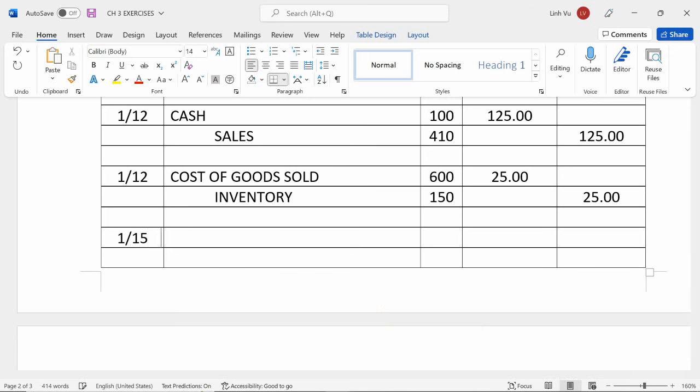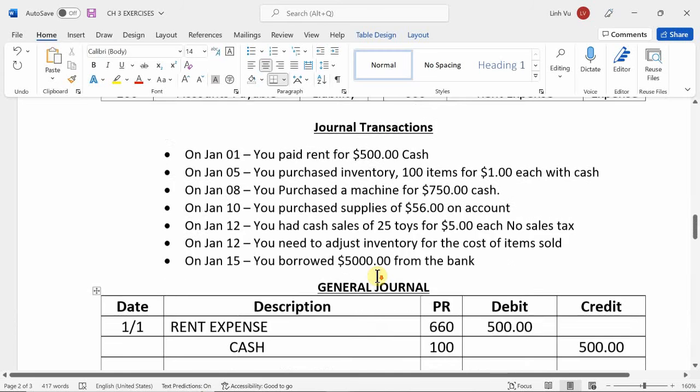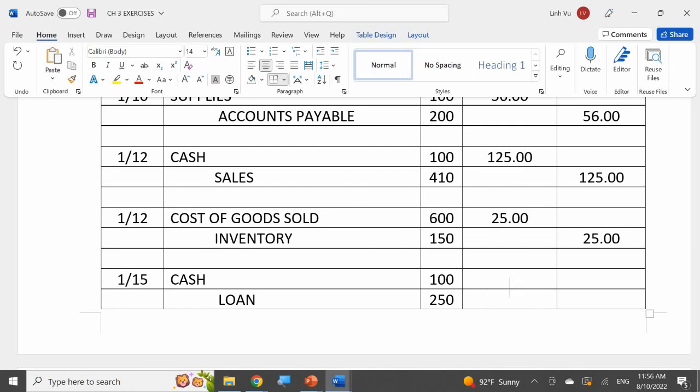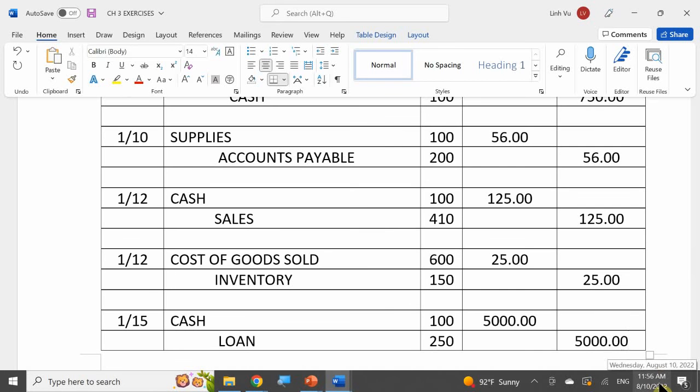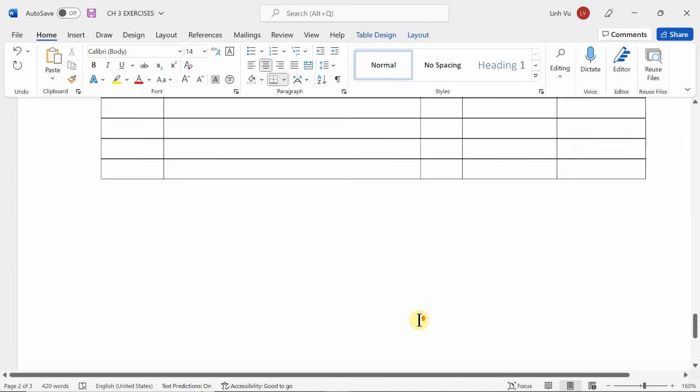Today is the 15th. We received cash and we took out a loan. What was my loan account again? And how much money did we get out of it? $5,000. Okay? Good job. Now let's spend a couple more minutes just to finish up this last transaction here.